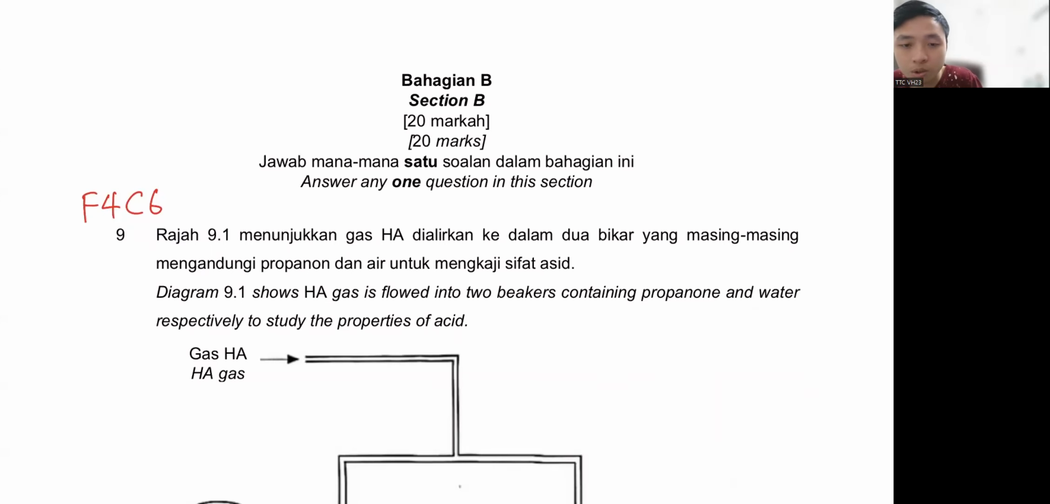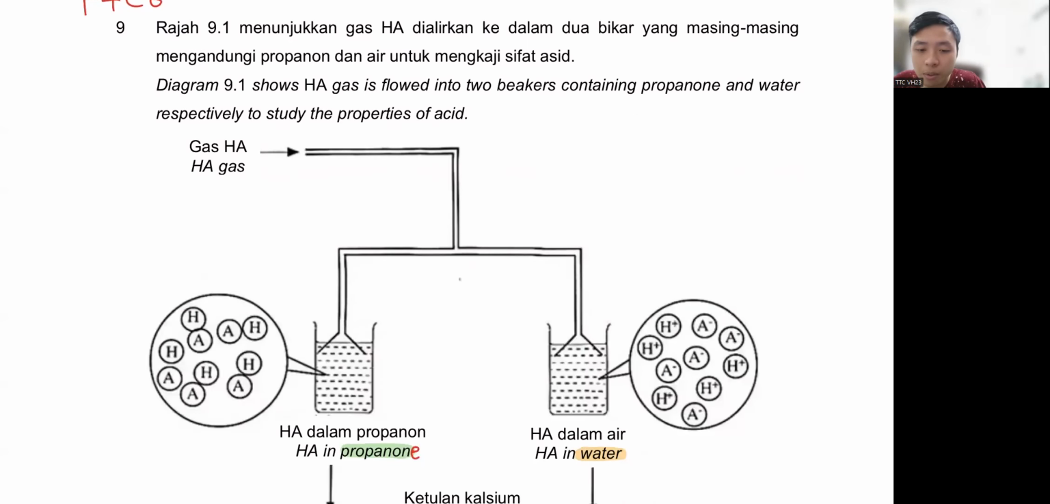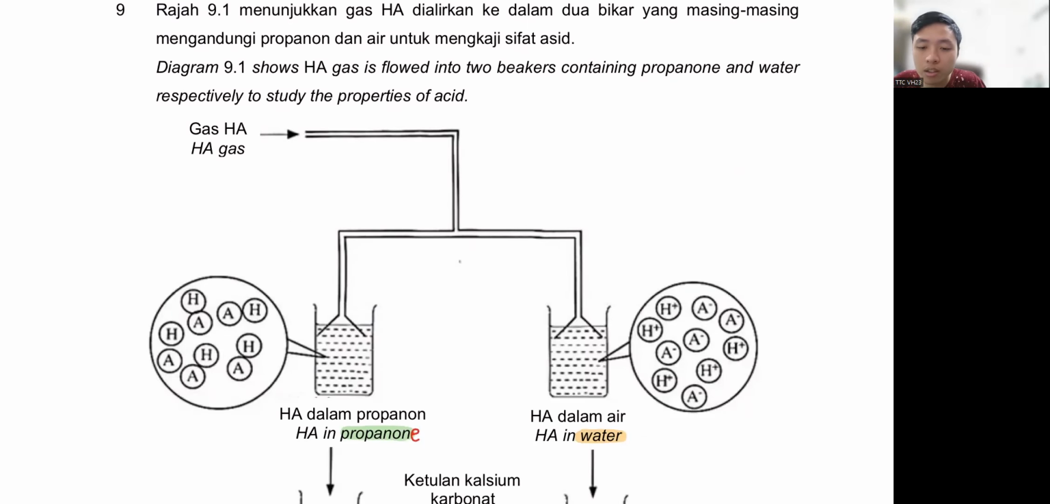Okay. Question 9. So question 9, what happened? This is Form 4 Chapter 6, where sometimes the question comes out as strong acid or weak acid, but this one they come out with the same acid that dissolves either in water, normally lah, or in an organic solvent. Example in this case, propanol and water. Mostly these two organic solvents, either methylbenzene or propanol. In water, both will dissolve.